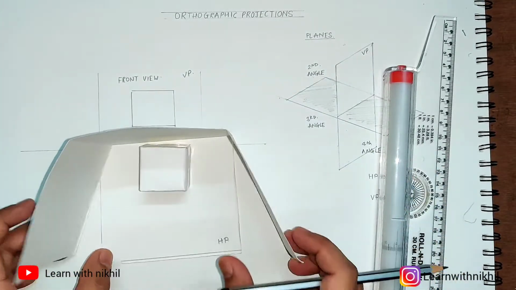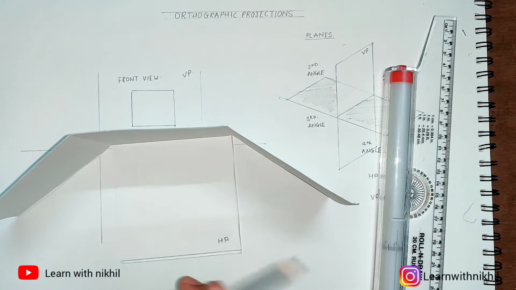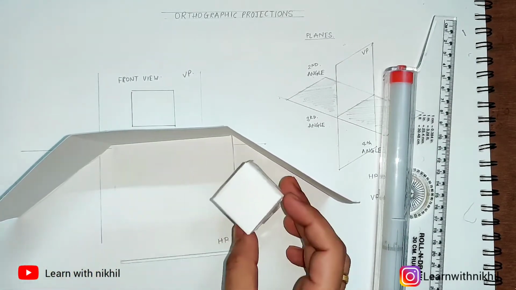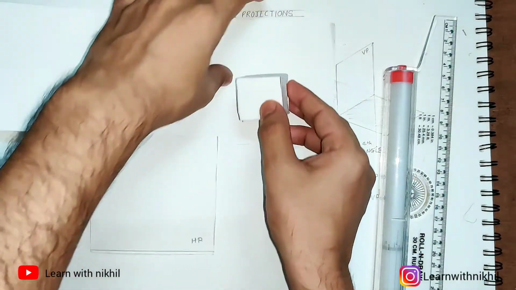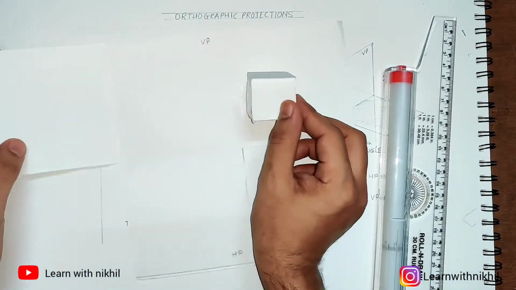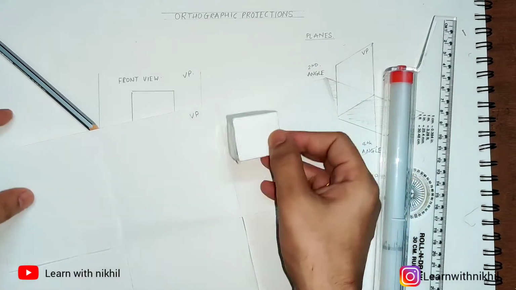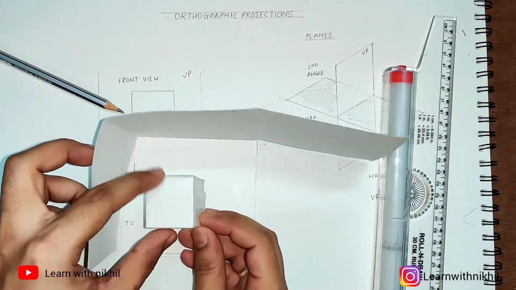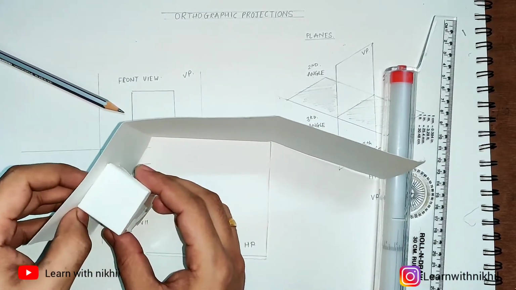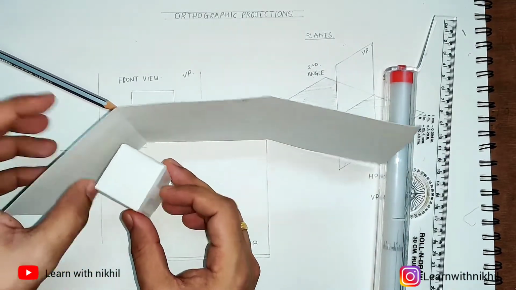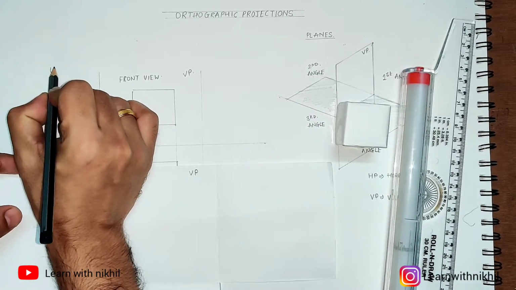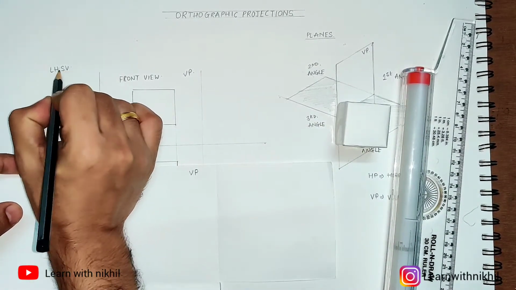And vice versa. If you see from the left side, the image is formed on the right hand side plane. So this, it will be here. So if you look from the right side, the image will form on the left hand side view. So for drawing that, this is left hand side view.